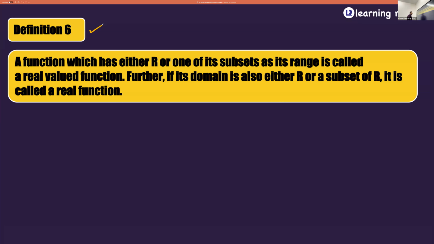So the next definition that we are going to see is a function which has either R, and here R does not stand for relation, R is the real number set, or one of its subsets. What are the subsets of real numbers? Natural numbers, rational numbers, irrational numbers, whole numbers, integers. It can be anything.